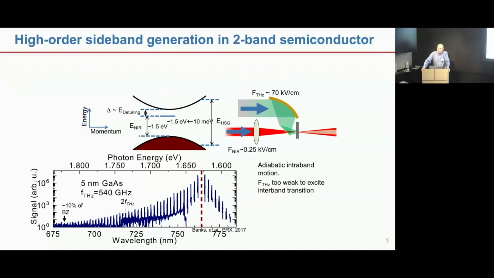Since the sidebands actually cover a very large range, do you see the effects of higher order subbands? Yeah, in some cases I think we have. It's been a long time since we did that experiment, because at some point we decided that quantum wells were a little too complicated. Yeah, other question.